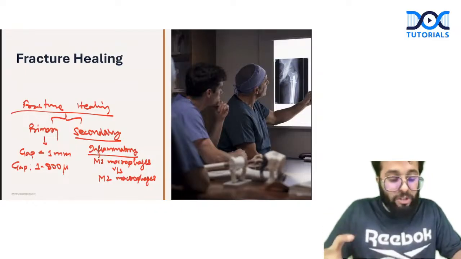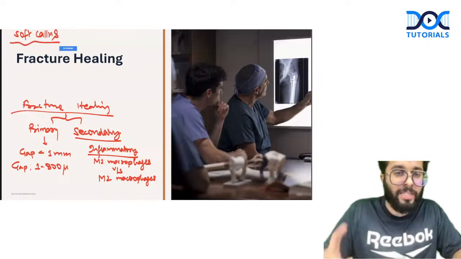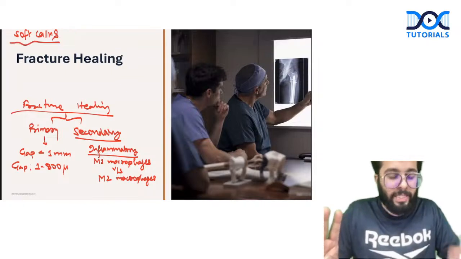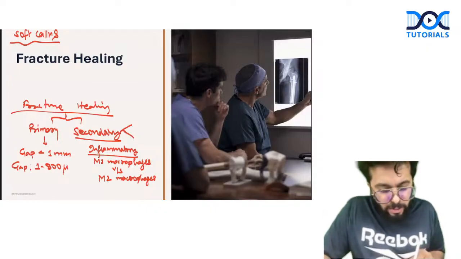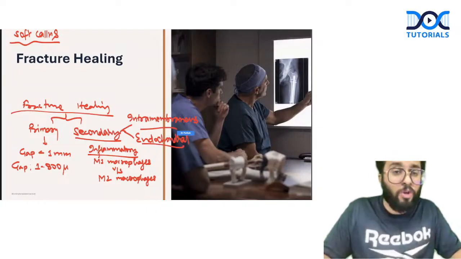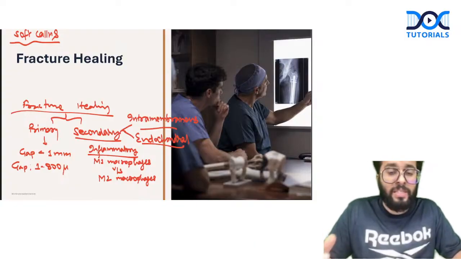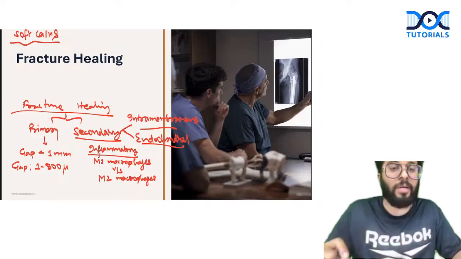Now, the stage of soft callus is very important. You must all know that there are two types of secondary healing, or say secondary ossification. One is intramembranous, the other is endochondral. Now, which is the most common one and which occurs during stress conditions? These two. You have to mention it while writing a question on fracture healing.